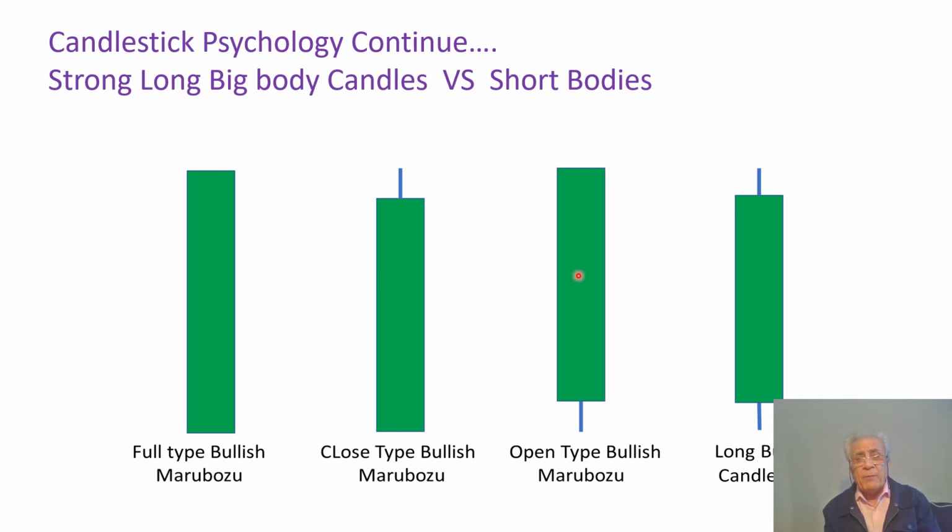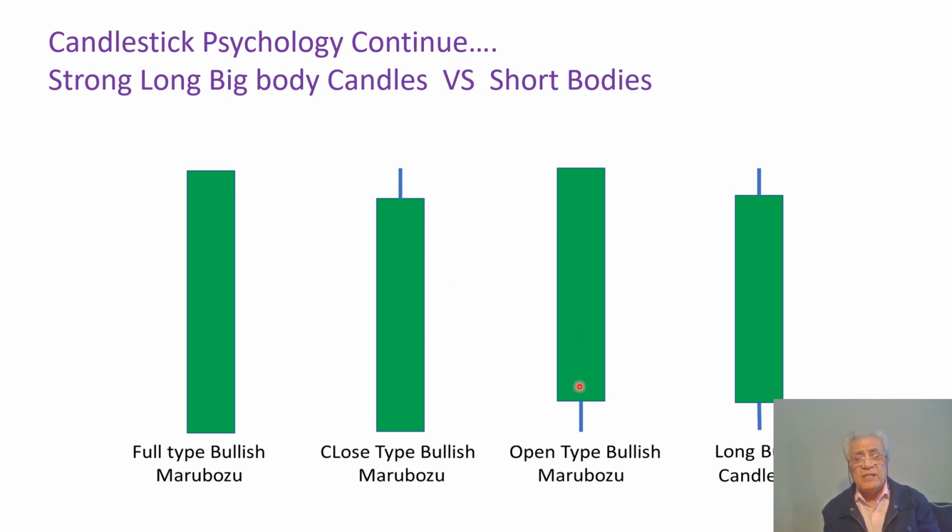Here we have another type of Marubozu, like this one, the closing type Marubozu. Here in the closing type Marubozu, it's still a long candle, big body, big momentum, and the open and low are at the same place, but on the close side we have a small upper shadow. It means the price went up all the way here, but there are some sellers in the market that pushed the price down and left a small retracement, an upper shadow.